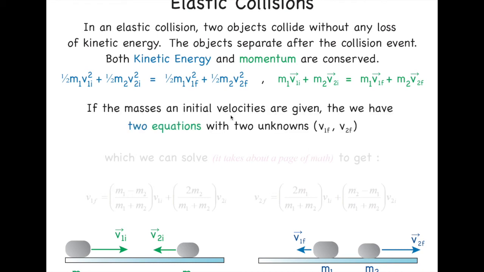If we're given the initial velocities and the initial masses, and the masses stay the same, then we basically have two equations with two unknowns, right? Because since the masses are assumed to stay the same, the only things we don't know are v1 final and v2 final. So we have two equations with two unknowns, so we should be able to solve this with algebra, linear algebra.